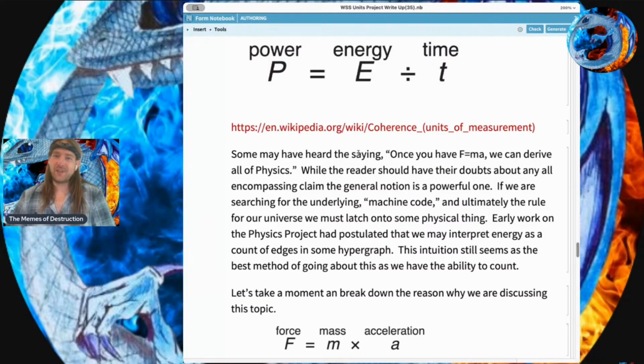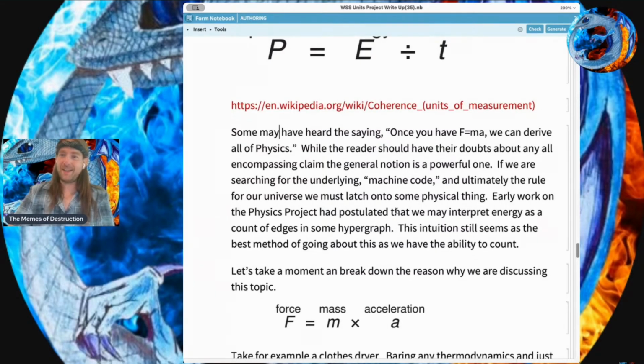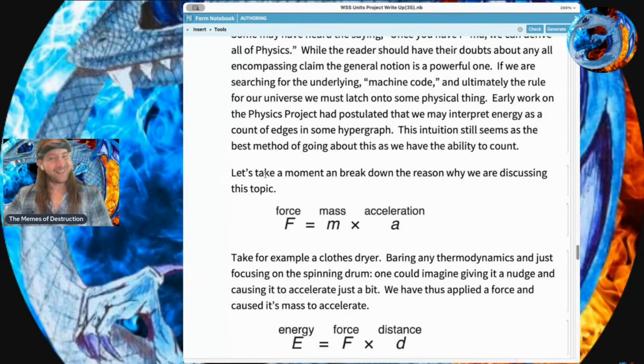If we are searching for the underlying machine code and ultimately the rule for our universe, we must latch onto some physical thing. Early work on the physics project had postulated that we may interpret energy as a count of edges in some hypergraph. This intuition still seems the best method of going about this, as we have the ability to count. Let's take a moment to break down the reason why we're discussing this topic.